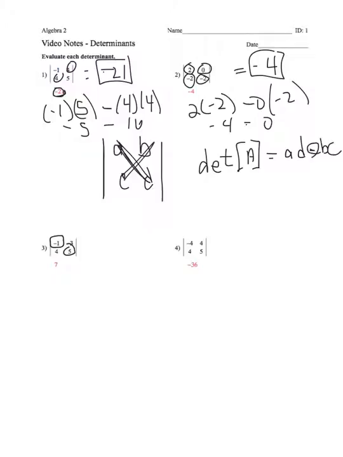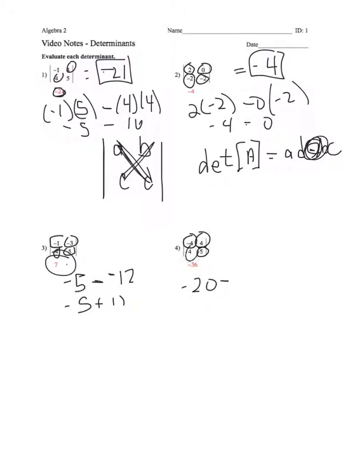It's A times D, so negative 1 times 5, minus, it's always a minus from this. And then it's the, what was that right there? 4 times negative 3. So 4 times negative 3 is negative 12. So we have negative 5 plus 12, and that's where the 7 comes from. And number 4, okay, same spot, negative 4 times 5 is negative 20 minus, and then 4 times 4 is 16. So the determinant of number 4 is negative 36.